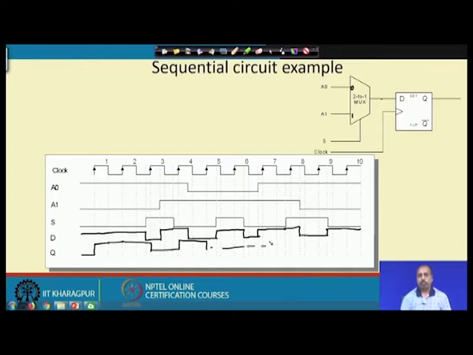So, for any sequential circuit tracing, first you determine the value at the input of the flip flops, and then based on the clock you just try to draw it. So, that is the technique for doing it.